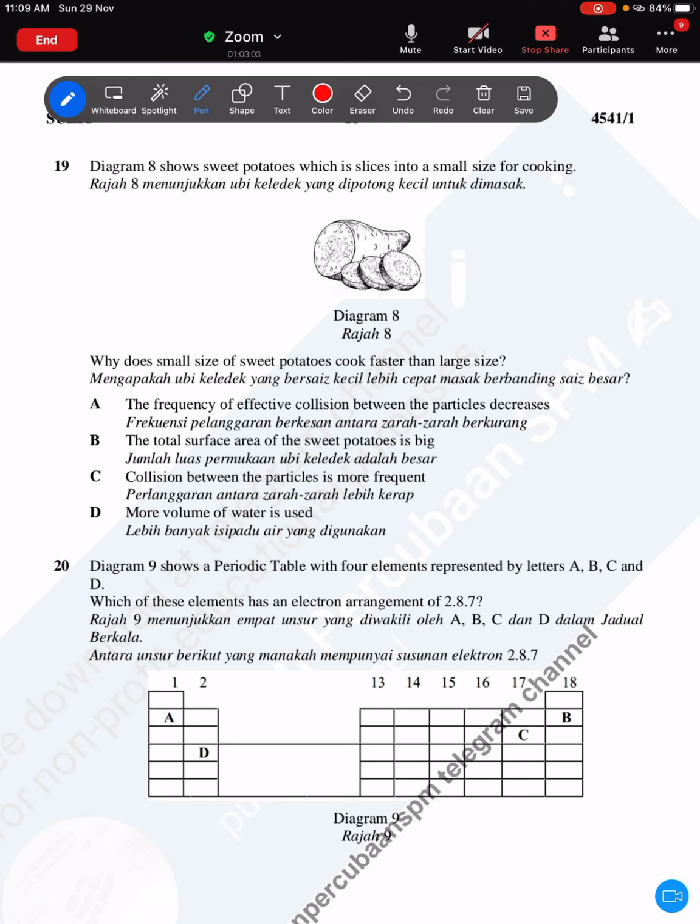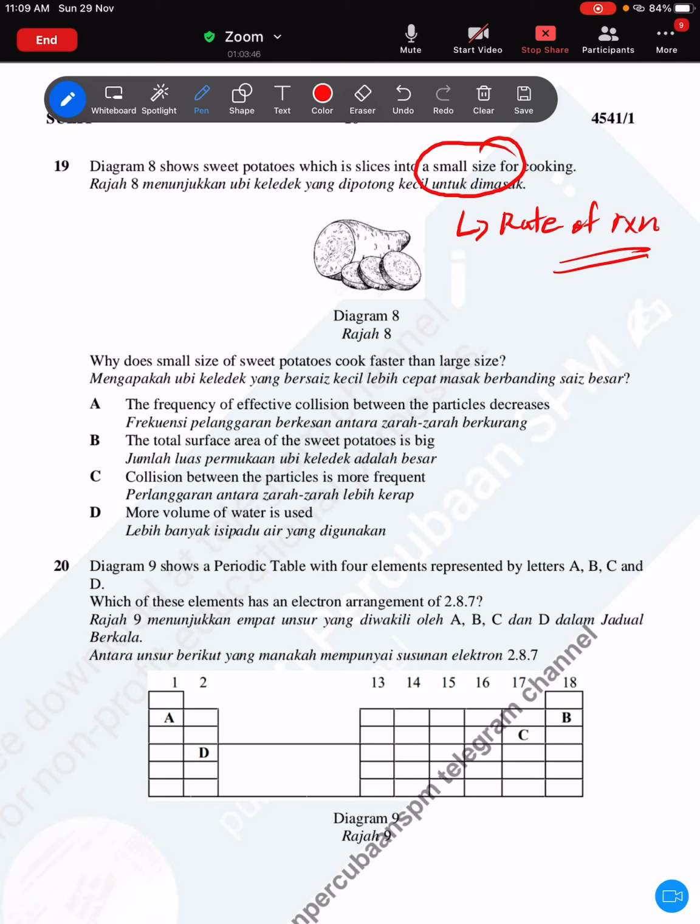Okay, let me show this one. Sweet potato. Why do they cut it? Small pieces. Then I'm actually talking about the rate of reaction. So size is a factor. Aiman, is size a factor? Okay, very good. The smaller the size, the larger the surface area, the higher the rate of reaction. So why does a small size cook faster? I think I have given you all the answers.